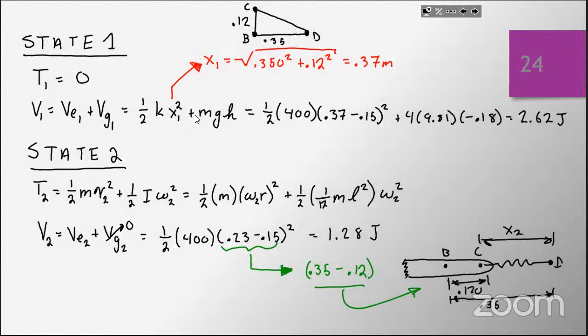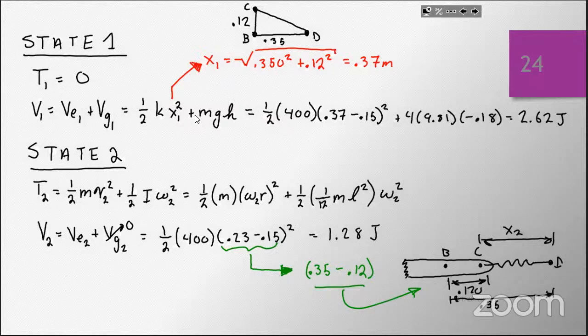But it's not really x1. That's the total length that I've extended. So I have to subtract 0.15 from that to figure out what is my delta, right? How much have I stretched from the unstretched position? Which is why I get 0.37 minus 0.15 down here, right?